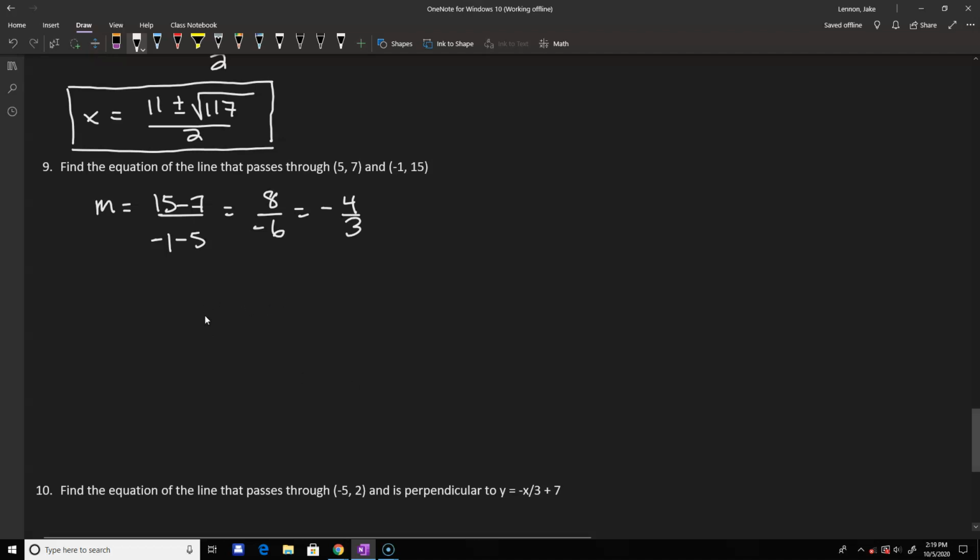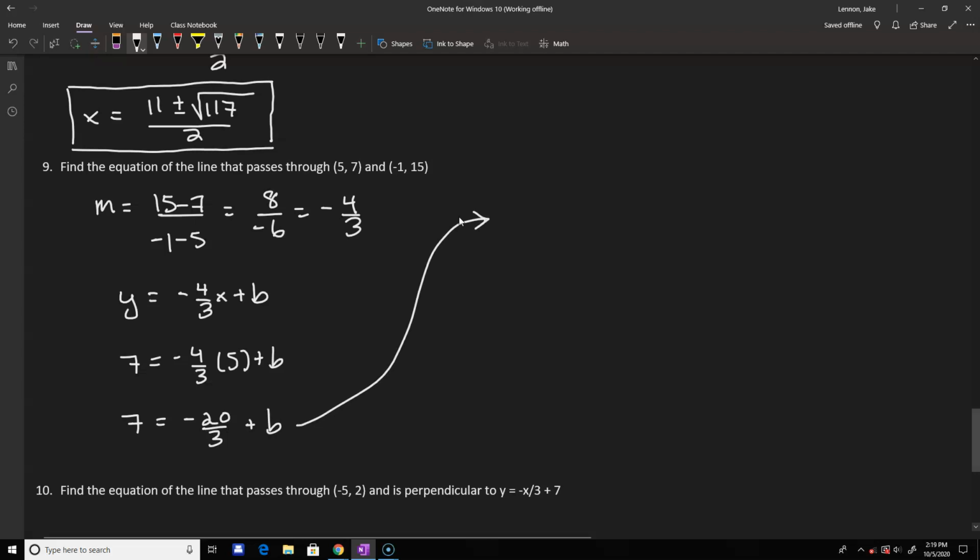So now we know that the equation of our line looks like y equals negative 4 over 3 x plus b, and we can plug in either one of those two points to find b. So let's go ahead and plug in (5, 7). So 7 replaces y, and 5 replaces x, and we're just trying to solve for b. So we end up with 7 equals negative 20 over 3 plus b.